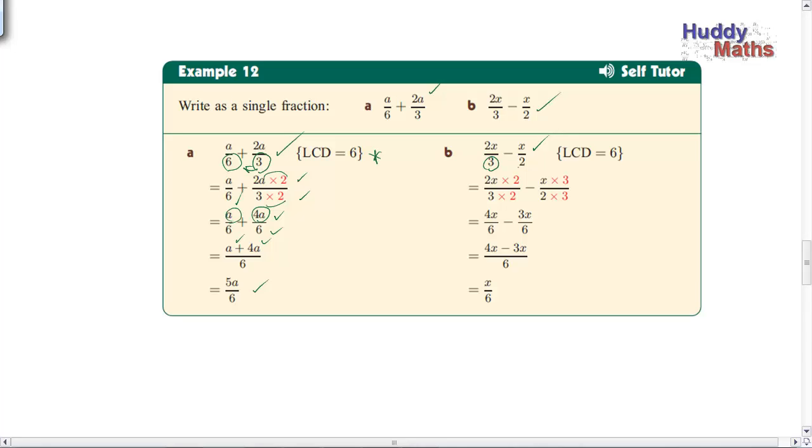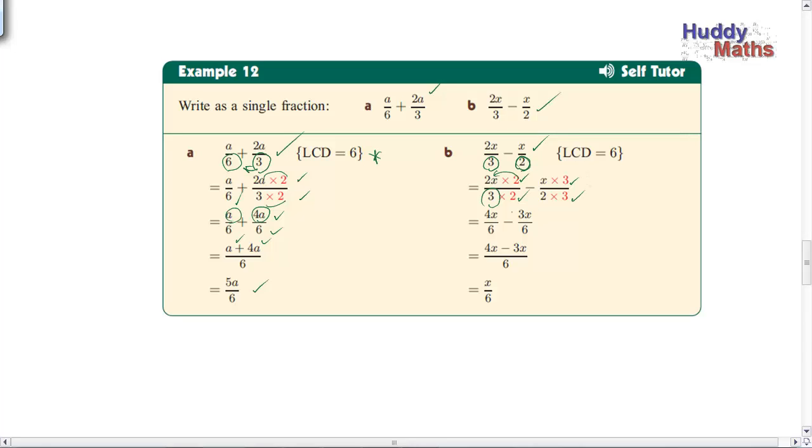Different denominators, you want something in common. So you could multiply them together and say, well, it'll be sixths. So let's change the thirds to 6. Multiply top and bottom by 2. Let's change the 2's to 6. Multiply top and bottom by 3. Therefore, let's work it out.